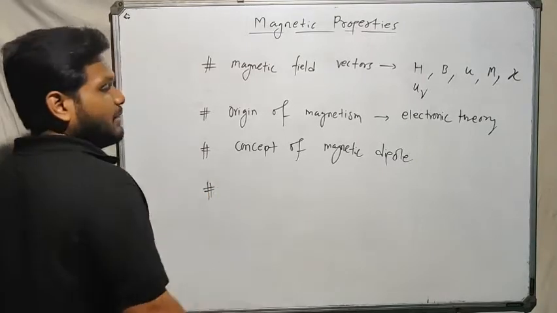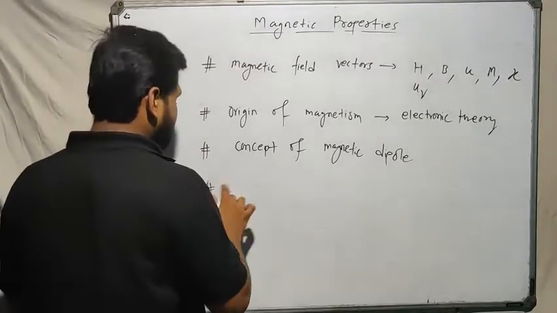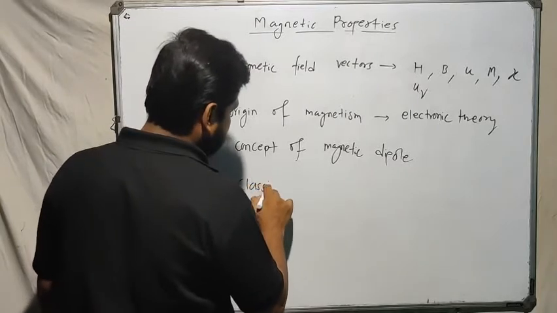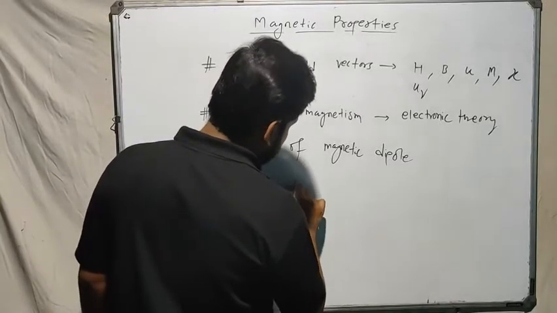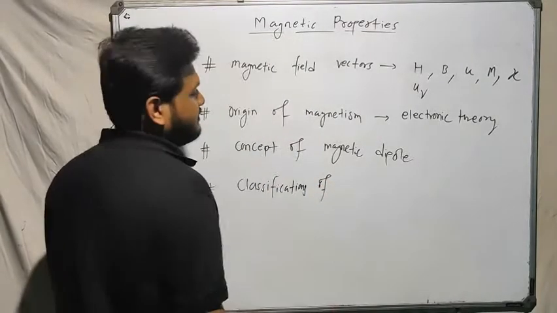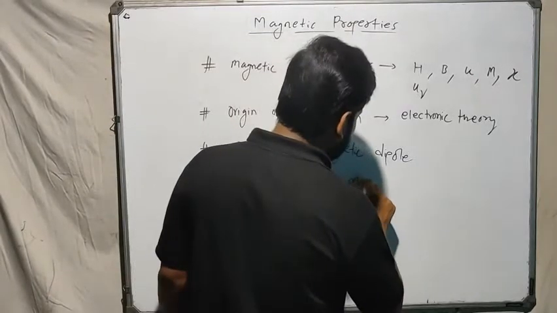In the presence of an externally applied magnetic field, you have a classification of magnetic behavior. So we will try to understand that also.